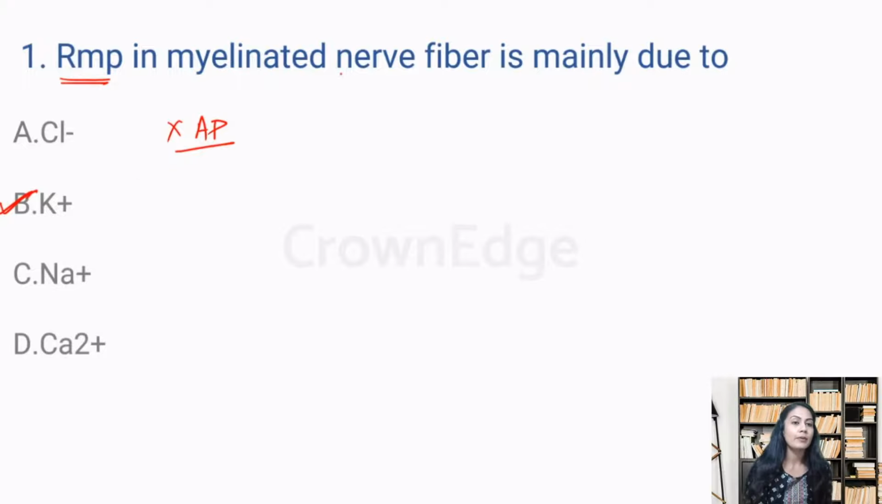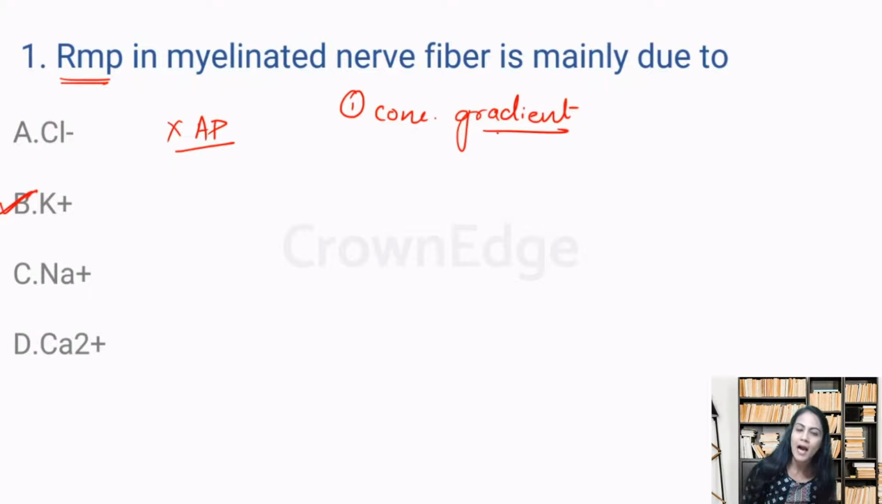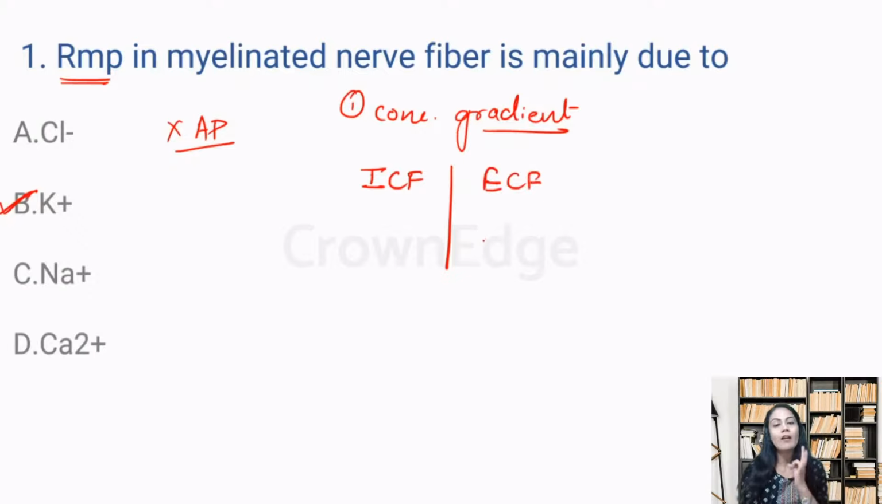Now, why this happens. There are some things which are important. First is the concentration gradient. Somewhere the concentration or the amount of a particular ion will be more, somewhere it will be less. We have two compartments in physiology, divided by the cell membrane. Outside the cell membrane we call it extracellular fluid, and inside we call it intracellular fluid.